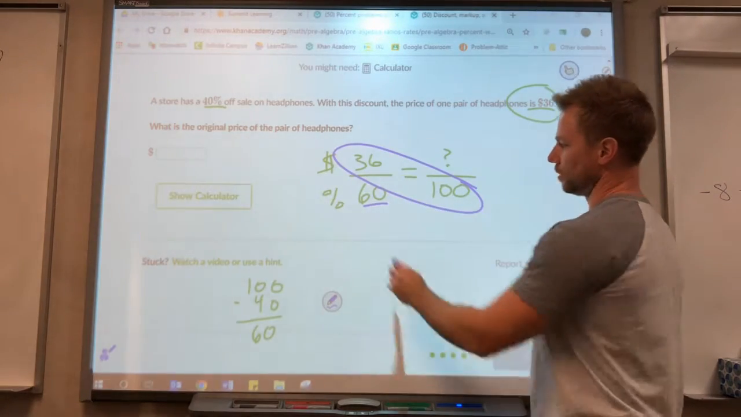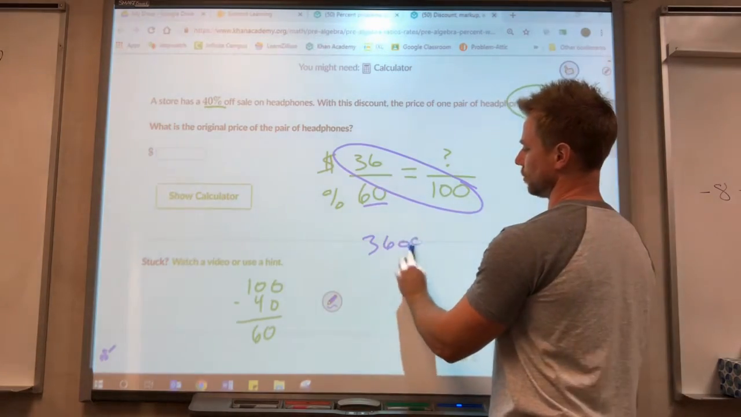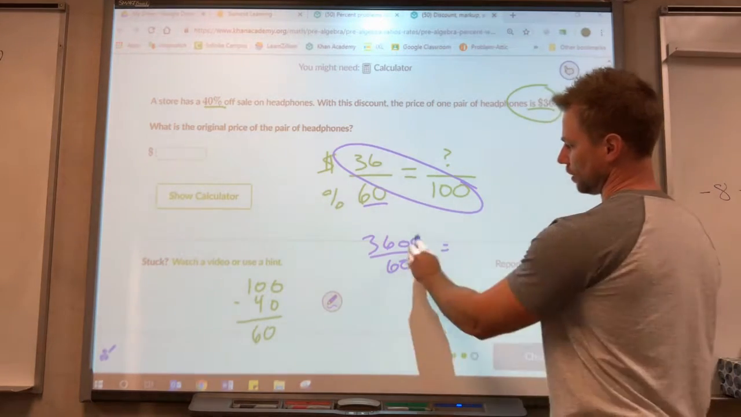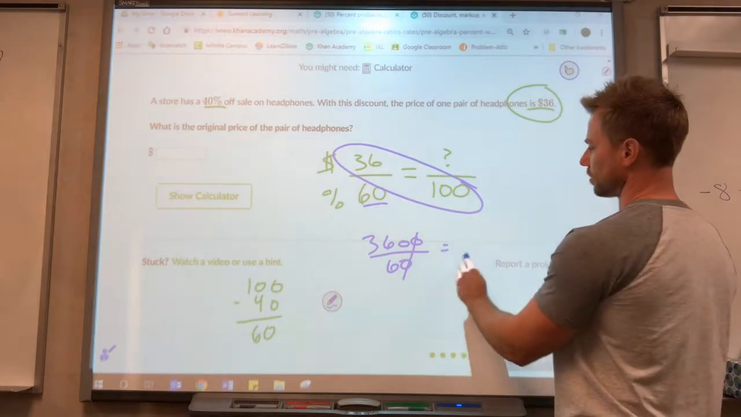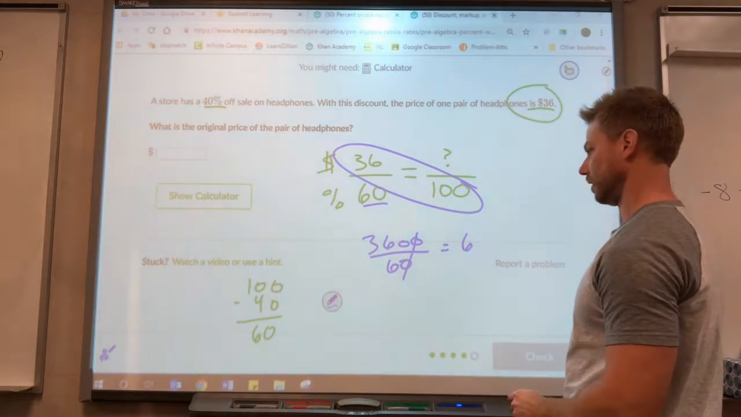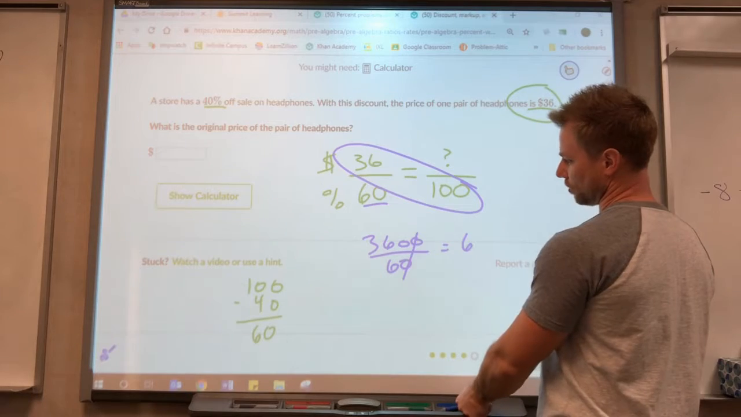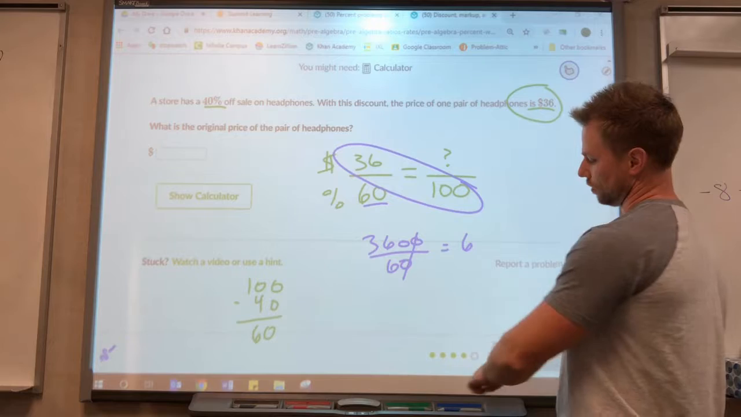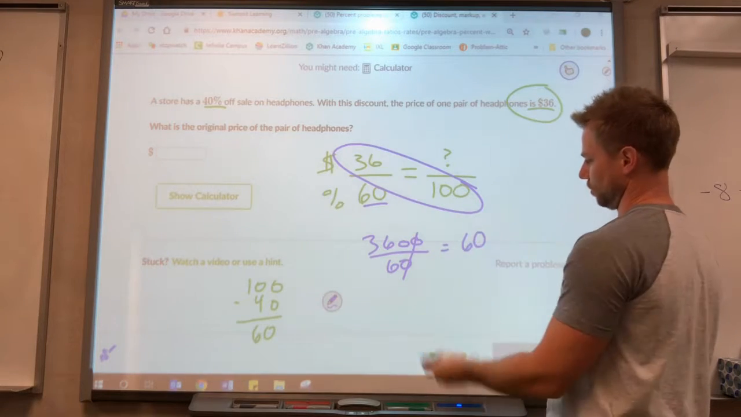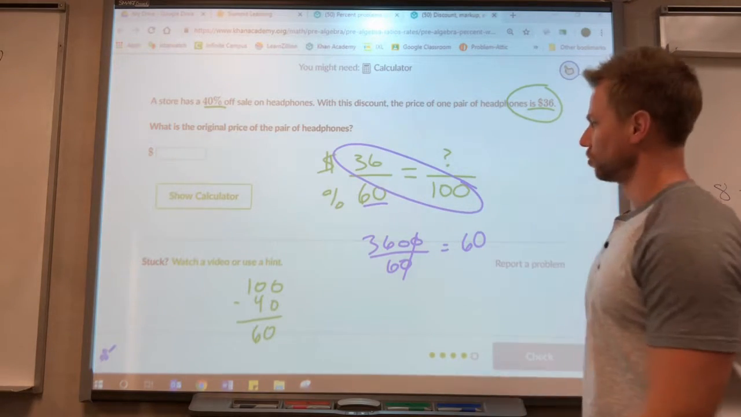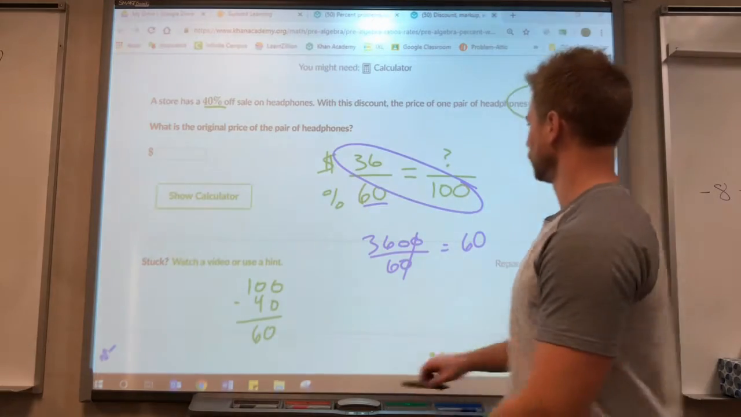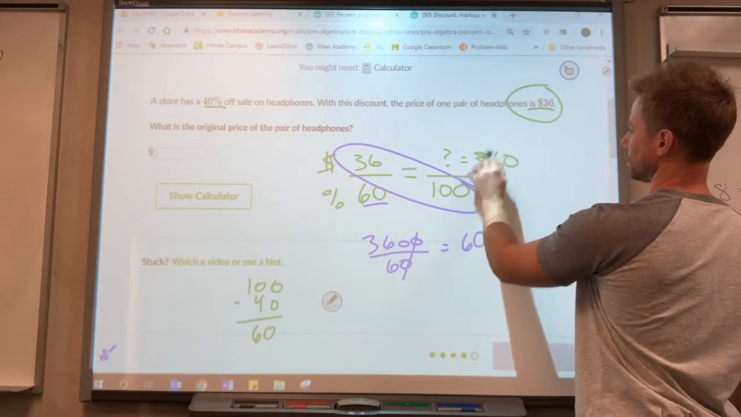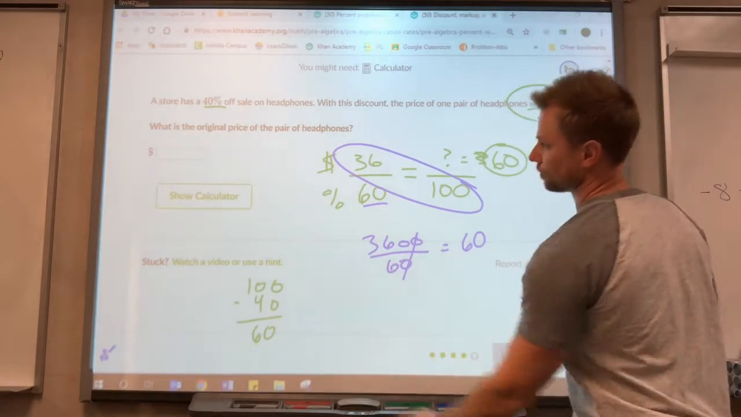So 36 times 100 is 3,600. Divide by 60. Cross out some zeros. That's going to equal 6. So 360 divided by 6 is 60, actually. It's going to be 60. Okay? So what was the original price? The original price was $60 right there.